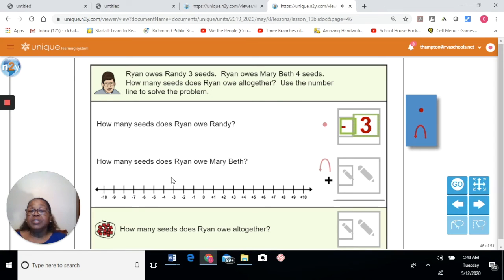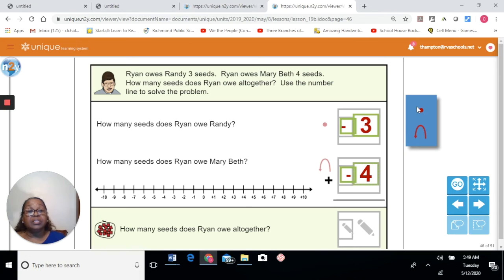Okay. How many seeds does Ryan owe Mary Beth? He owes Mary Beth 4 seeds. And if he owes it, the symbol that we're going to use is our negative symbol, and it's -4. So our problem will read -3 plus a -4.